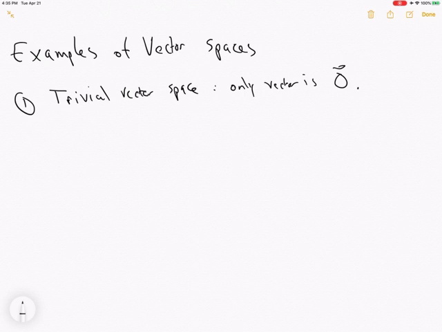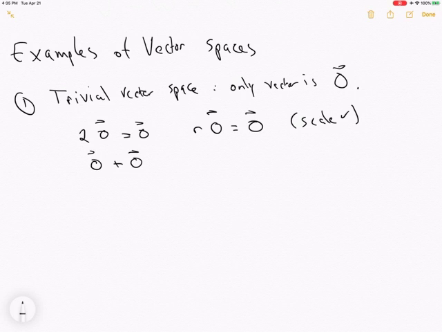And of course, we can scale. 2 times 0 is still the zero vector. And in general, if you take any number times 0, you get the zero vector. So we can scale. And the zero vector plus the zero vector: by definition, if we add the zero vector to any vector, we get the same vector. So if we add the zero vector to the zero vector, it doesn't change it, so we get the zero vector. This is the definition of the zero vector.